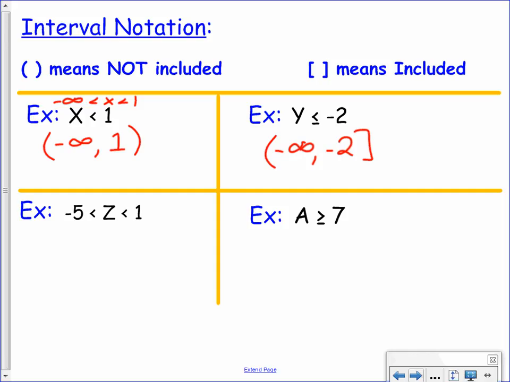Z is between negative 5 and 1. Can it be negative 5 or 1? No. So again, just cut out the middleman. It's negative 5, 1, and instead of brackets, we just use parentheses like that.